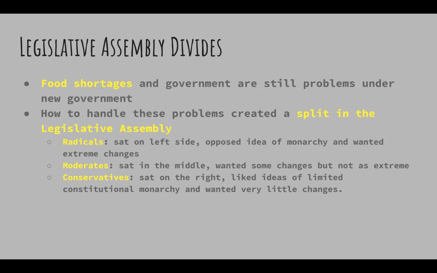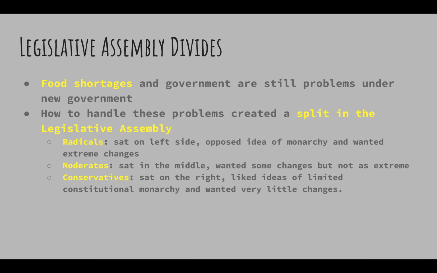Now let's start off with the radicals first. Radicals are exactly what they sound like. They want extreme change, and they are going to oppose any sort of idea of a monarchy whatsoever. They want more of a democracy. They want nothing that resembles a monarchy at all. So the radicals want the absolute most change in the Legislative Assembly.